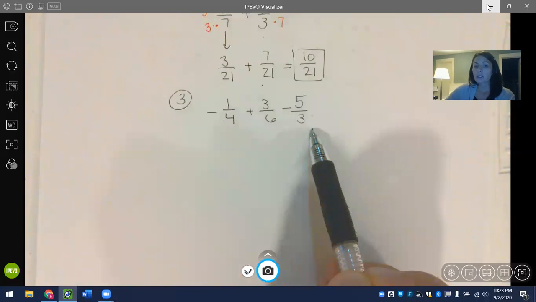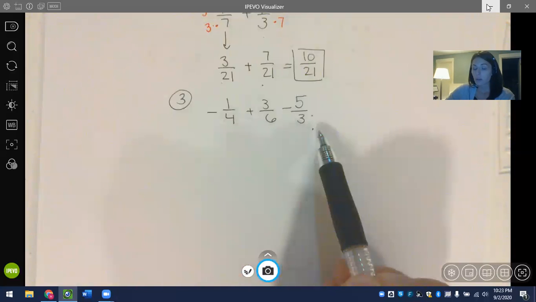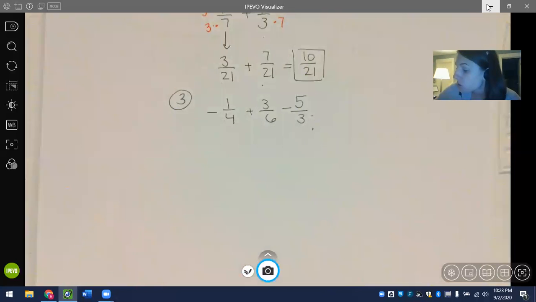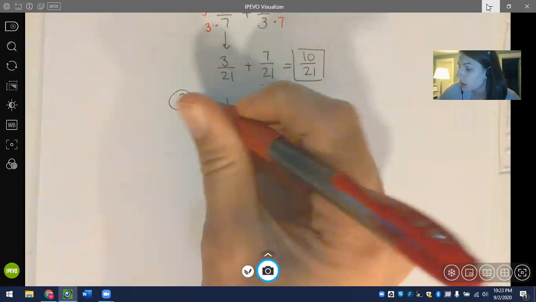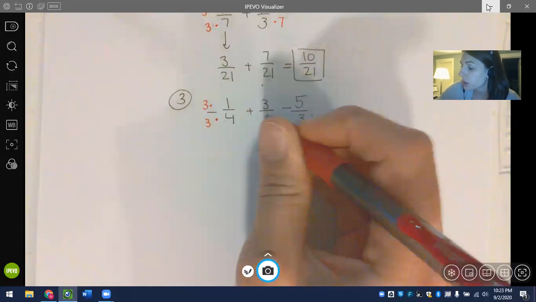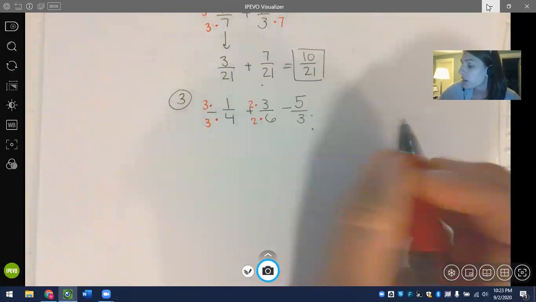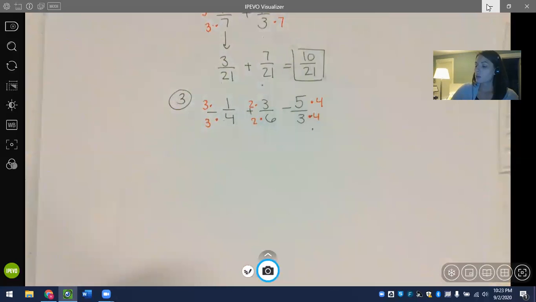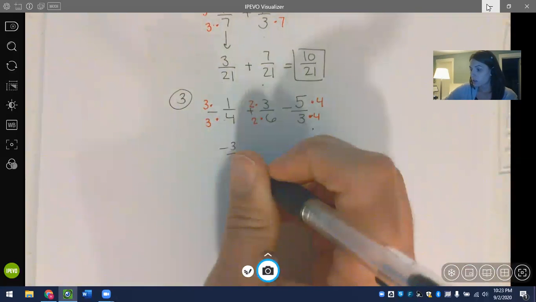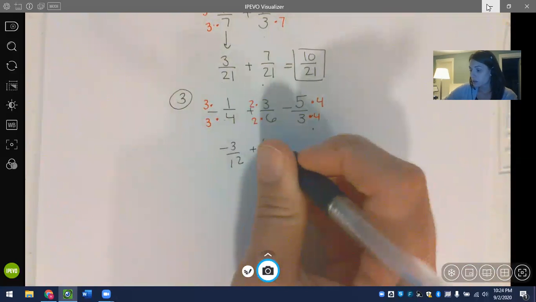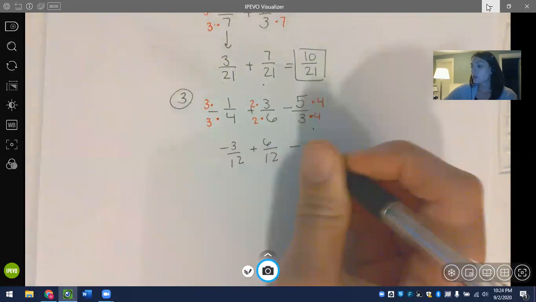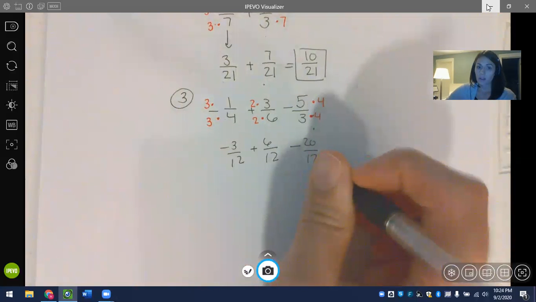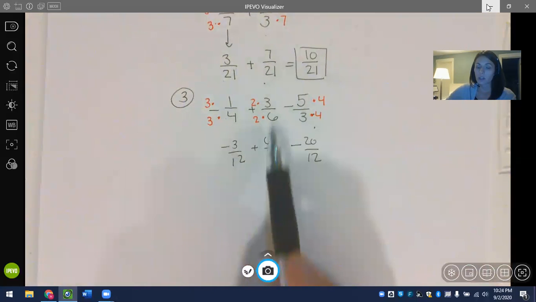And I can make 4, 6, and 3, I can make all of these 12 by multiplying the first fraction by 3. The second fraction I'd be multiplying by 2. And the last fraction I'd be multiplying by 4. Okay, so all of those denominators I can multiply and get 12. That's going to give me negative 3/12 plus 6/12 subtract 20/12. Okay, rewriting it so that I have a common denominator.